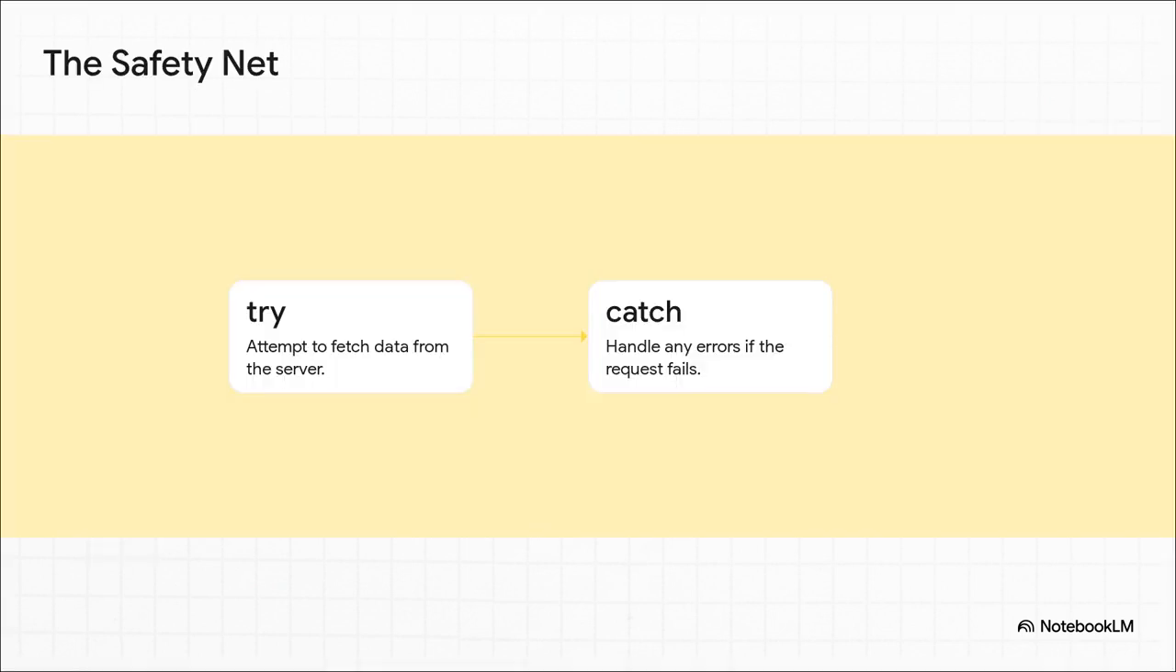But what happens if that call doesn't go through? Maybe your Wi-Fi drops, or the server's just having a bad day. That is exactly where this try-catch pattern comes in.